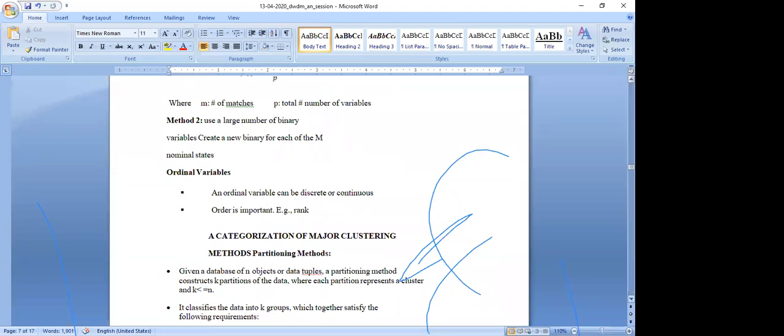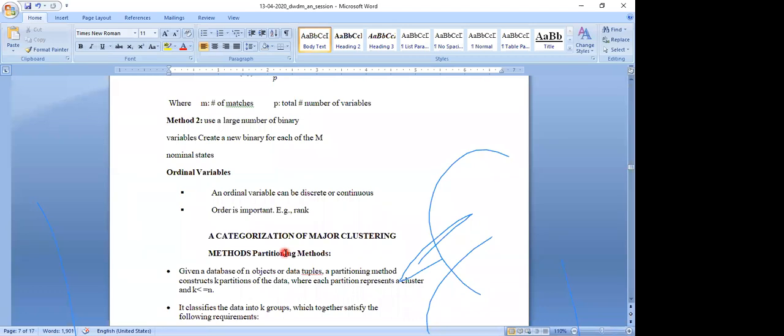Next, clustering algorithms are categorized into different types. The first method is the partitioning method. As the name suggests, we are going to divide the complete data set or database into partitions, small parts, and form the clusters.